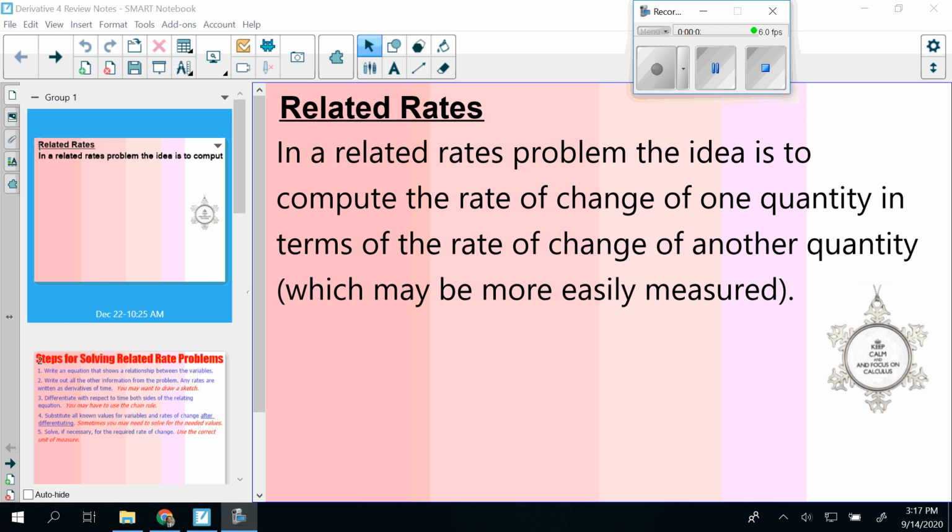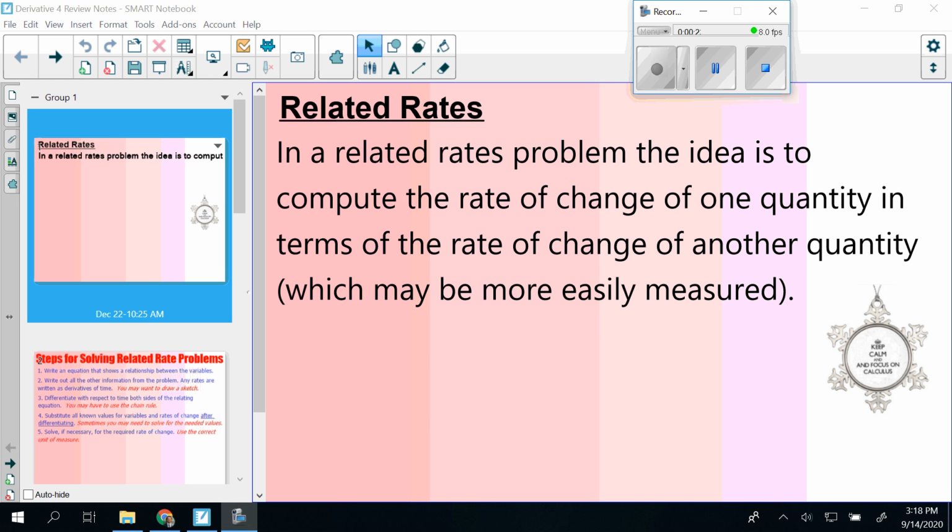All right, we're going to review related rates. In related rates problems, the idea is to compute the rate of change of one quantity in terms of the rate of change of another quantity. One of these may be more easily measured, so we use the easier one, the one that you can measure, to find one that would be very difficult to measure.